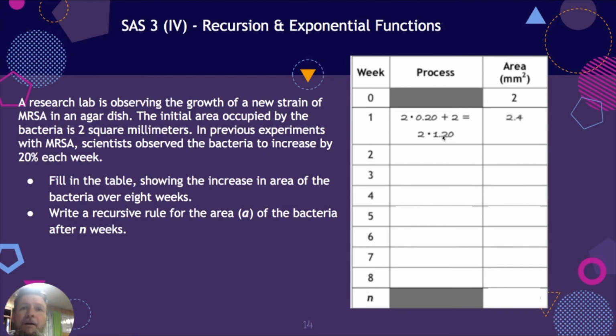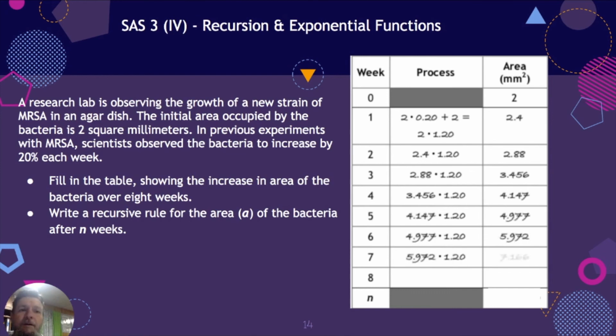So after 1 week, we have 2.4. After 2 weeks, 2.88. 3 weeks, 3.456. And you can see the growth becomes a little untenable or unmanageable. After a while, it gets crazy. This is our rule. The growth in millimeters square is determined by multiplying the last value times 1.2. So we could find any value as long as we knew the last value by multiplying that last value by 1.2. Now, this is not efficient if you want to know the 120th week.